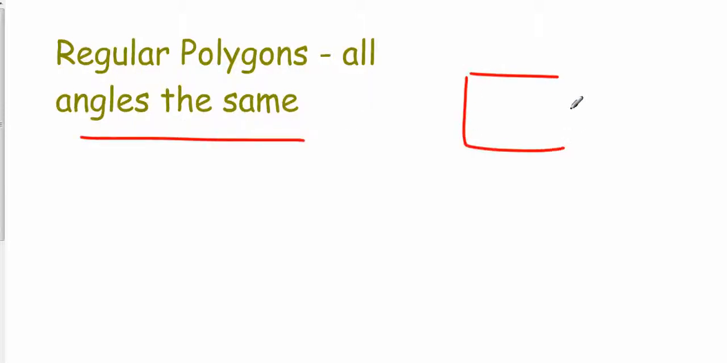Okay, so regular polygons, one other thing about a regular polygon is all angles are the same. If you have a regular polygon, like a square, for example, is a regular polygon, so is a rectangle, you know that all the angles are the same.